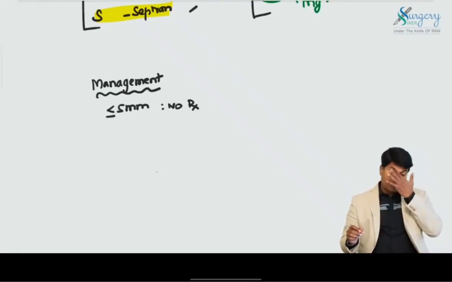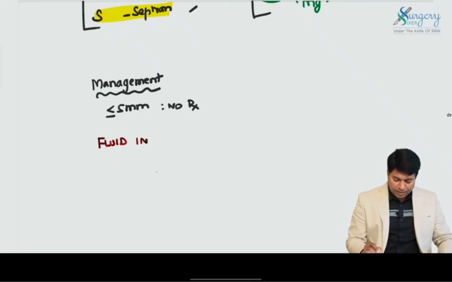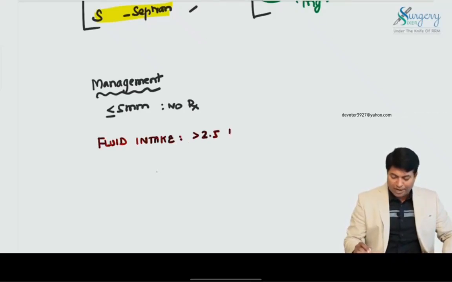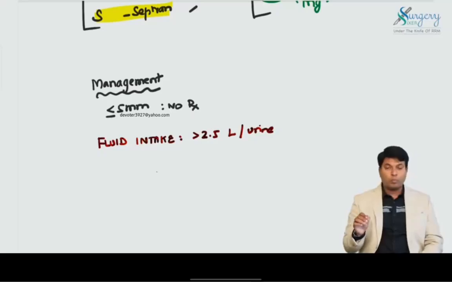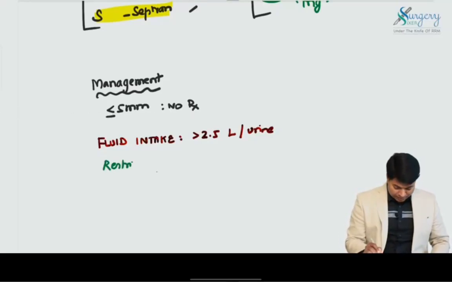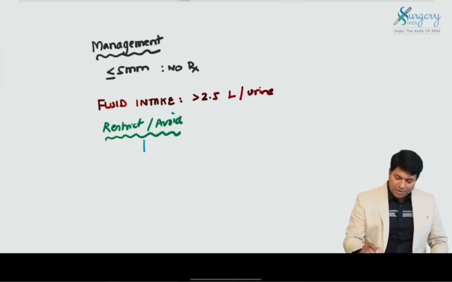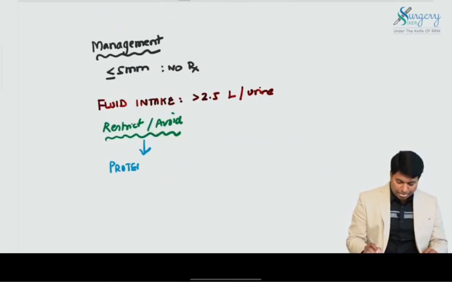So what are the things you should advise the patient? Advise them to increase fluid intake. Ask them to drink more fluid such that they pass more than 2.5 liters of urine per day. What must they restrict or avoid? This is a very practical question, because kidney stone patients will come and ask you, sir, what should I eat? What should I not eat? You must tell them to avoid too much protein. Protein should be restricted.